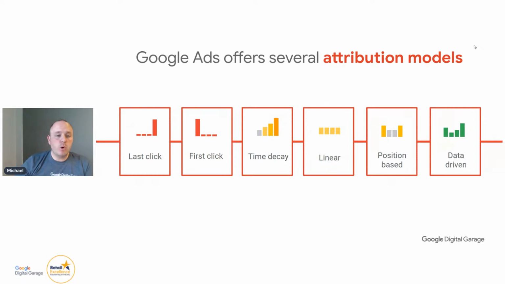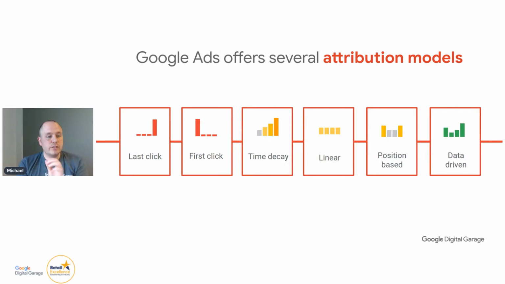Time decay gives more of the credit to the ad interactions that happened closer to the actual conversion point. Credit is distributed using a 7-day half-life. In other words, an ad interaction 8 days before conversion, okay, gets half as much credit as an ad interaction 1 day before conversion. So it keeps on getting smaller and smaller. Position-based, all right? So with position-based, it gives 40% of the credit to both the first and the last interactions and their corresponding keywords, with the remaining 20% evenly distributed across the conversion paths in the middle.